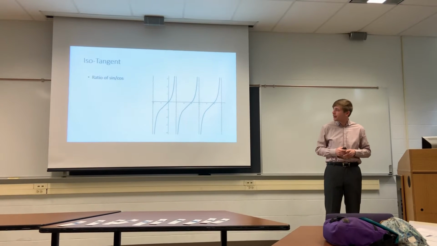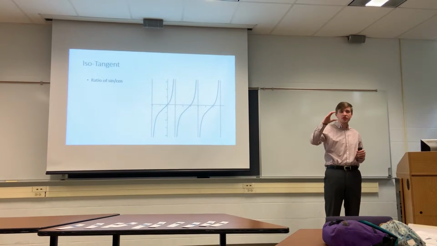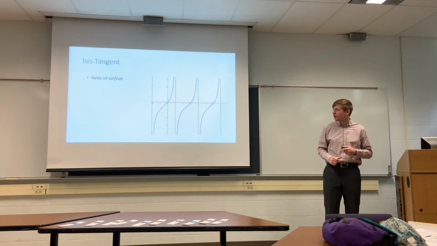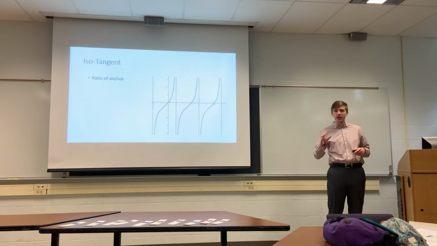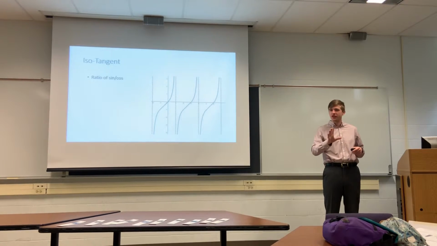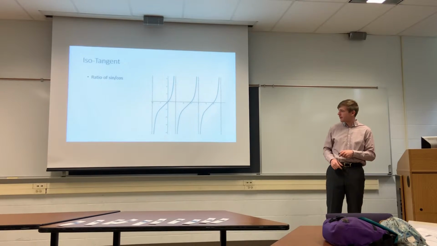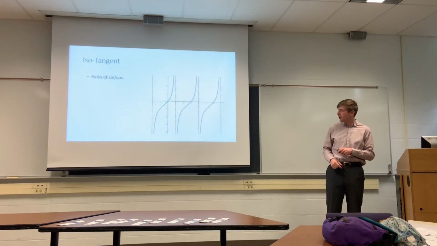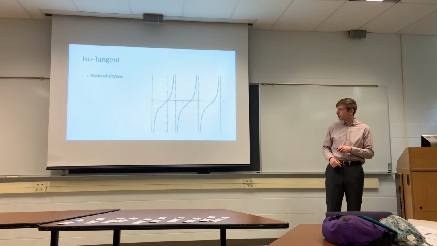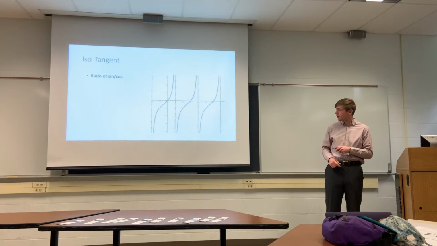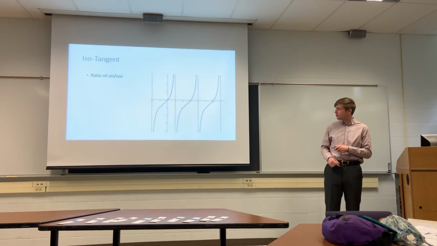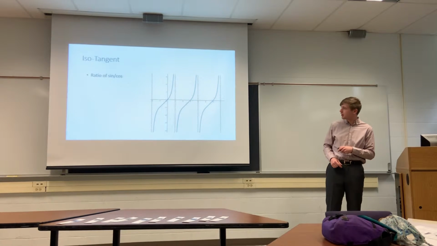Next thing is isotangent. So tangent is the ratio of sine over cosine, and it's hard to tell here, but just like how sine and cosine are piecewise functions, tangent is also a piecewise function. So you've got an asymptote kind of here, and then right here it's actually a different function. It's just a straight line, no curving or anything, and then back up to an asymptote, curving line.